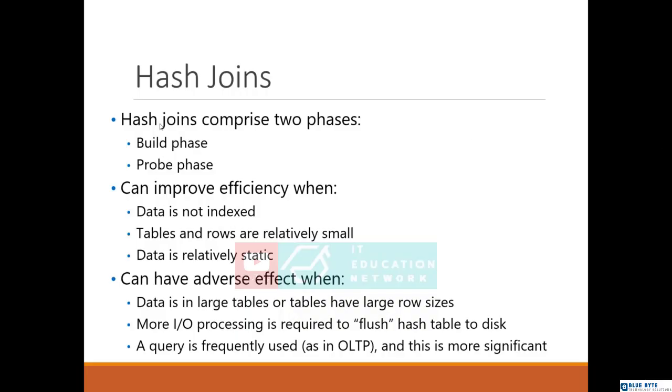The efficiency of hash joins is going to rise in these three situations. Data is in large tables or tables have large row size. More input-output processing is required to flush the hash table to disk, especially if the disk is not SSD. And the query is frequently used in a relational database or OLTP, and this is more significant.